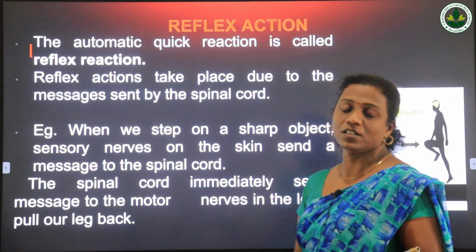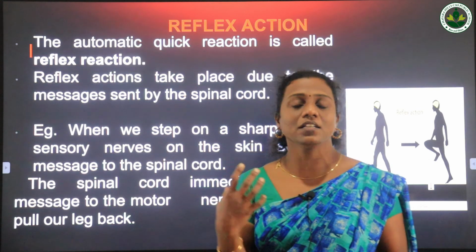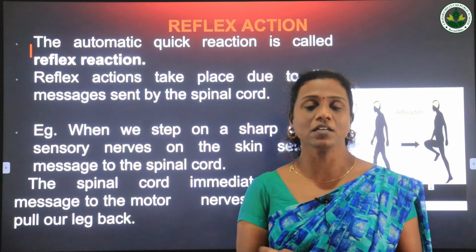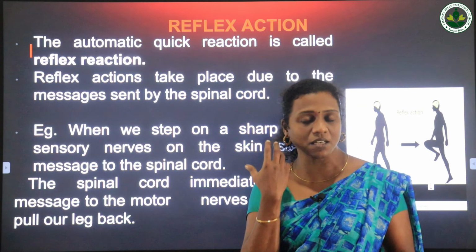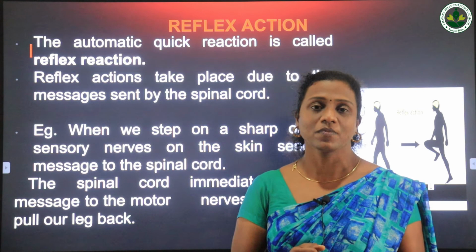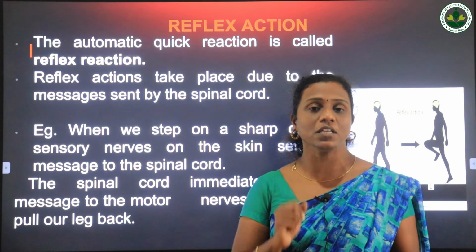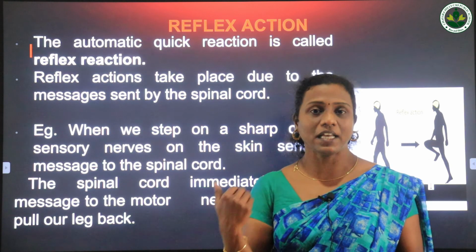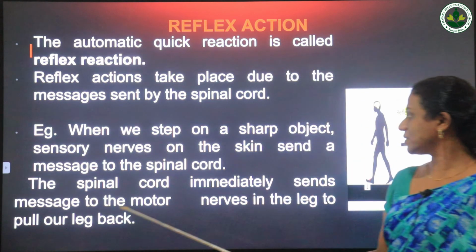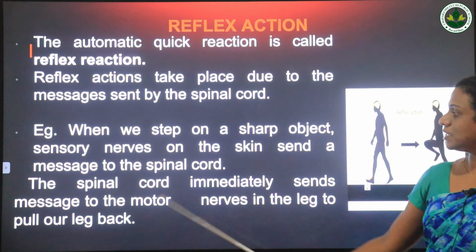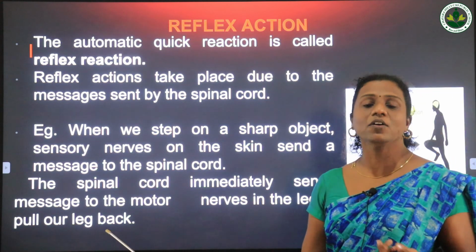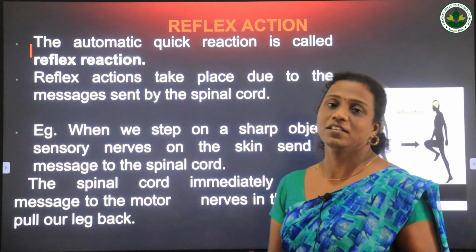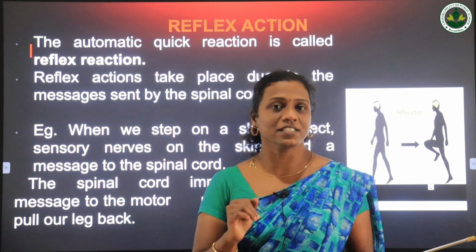So, when we step on a sharp object, the nerves in our skin in that particular part, the leg, will send a message to our spinal cord. At that time itself the spinal cord immediately sends a return message that you have to take your leg back through the nerves. The spinal cord immediately sends a message to the motor nerves, and only then will our legs move. Motor nerves in the legs pull our leg back. That is the example of a reflex action.